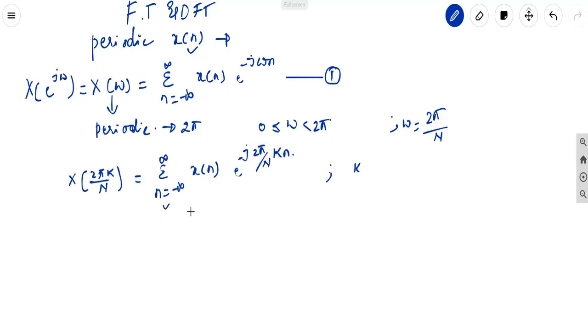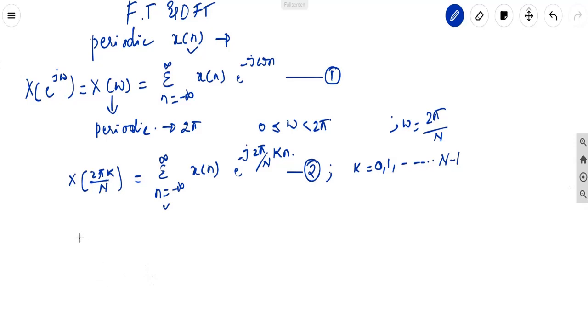Here we have defined the range of n. Now we will define the range of k. So k will be equal to 0, 1, up to N minus 1. Now we will try to expand this equation. We'll give the name for this equation, equation 2. Now we'll try to expand this equation over the range from minus infinity to plus infinity.